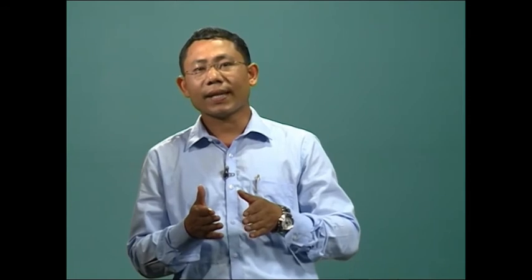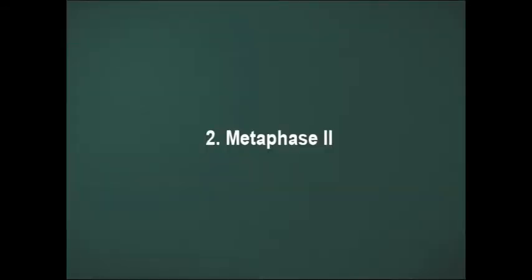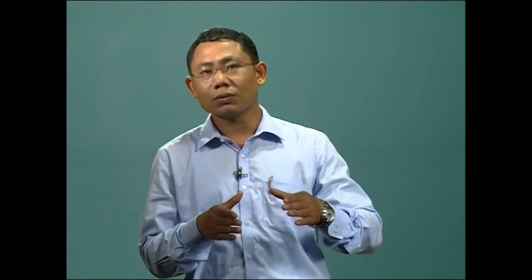Next stage is metaphase 2. During metaphase 2, the chromosomes get arranged on the equator of the spindle. The centromere divides into two, and thus each chromosome produces two daughter chromosomes. The spindle fibers are attached to the centromere of the chromosomes. The third stage is anaphase 2.